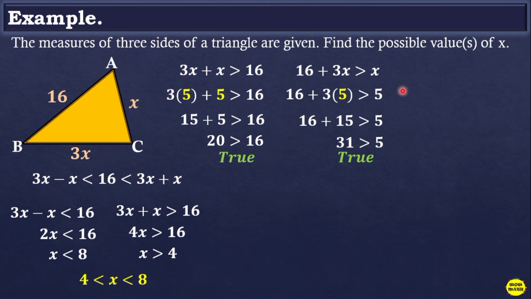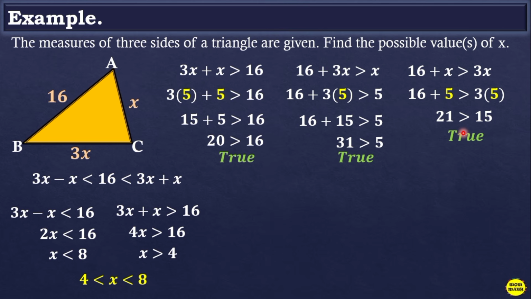And then for another pair of two sides, we have the last one. So we're done with this pair. So ito naman: 16 plus x is greater than 3x. Let us substitute the same value. We have 5. So we have 21 is greater than 15, and this is also true. So 5 to 7 are true for the possible values of x for us to form a triangle.